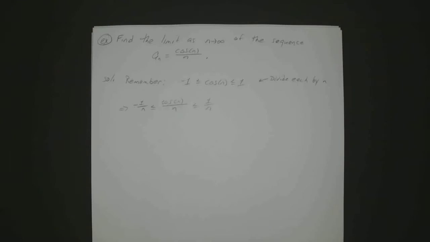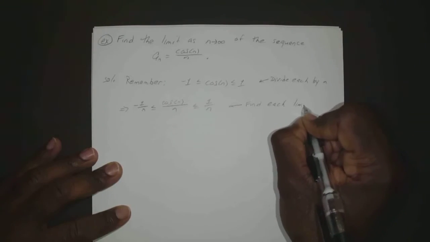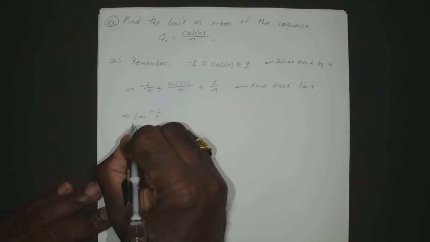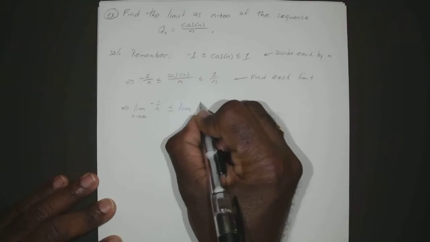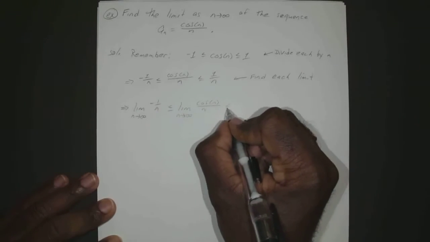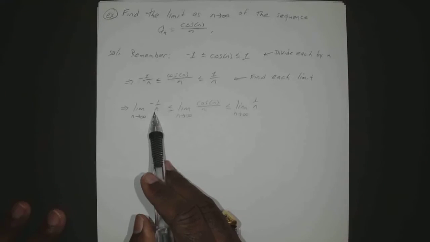Okay. Now, what if you want to find the limit of each section? That means you have the limit of negative 1 over n as n approaches infinity less than or equal to the limit of cosine of n divided by n as n approaches infinity, which is less than or equal to the limit of 1 over n as n approaches infinity. Now, two of those we already know. We know as n gets bigger and bigger and bigger, a constant divided by a number that's getting bigger and bigger and bigger is just getting really, really close to zero.